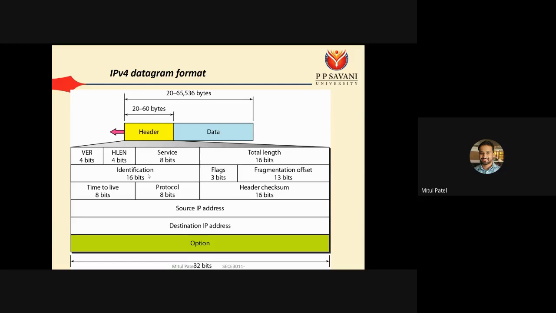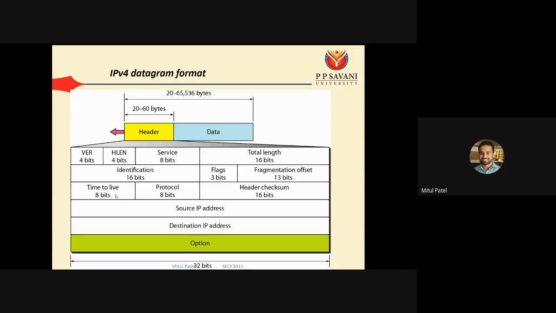Then we have the identification, flags and fragmentation. Often your message, a single packet, is divided into various fragments. At that time we require these fields; we will see those also. Then we have the time to live, protocol and header checksum. So time to live, or the TTL field, is 8 bits.